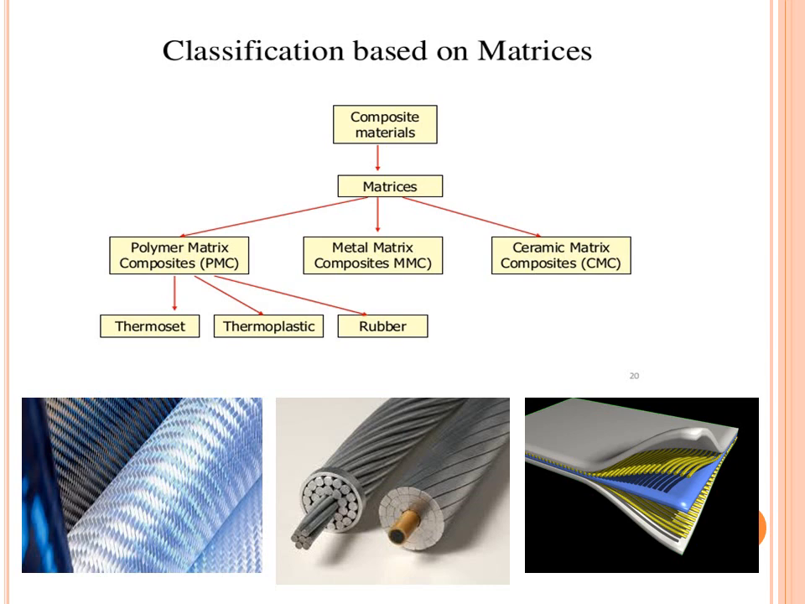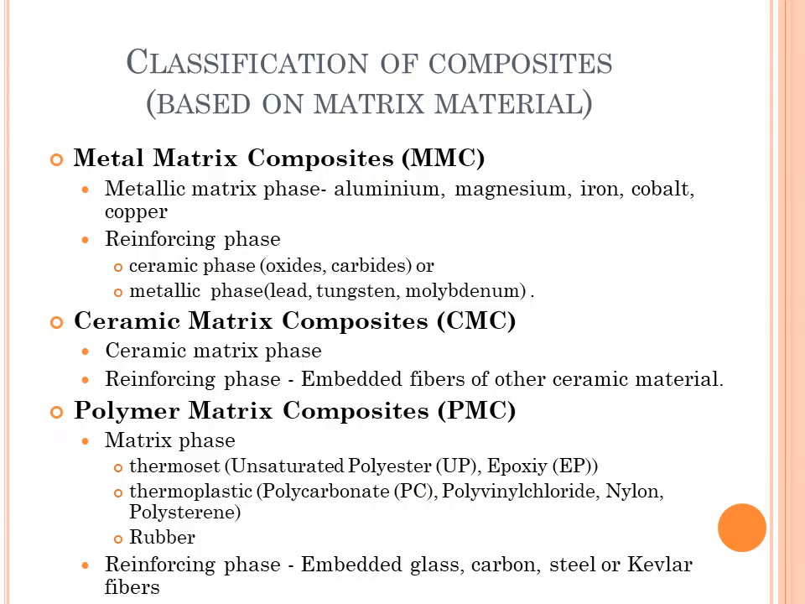Now, we know that composite materials mainly consist of a matrix phase and a reinforcing phase. The matrix phase can be further classified as polymer matrix composites, metal matrix composites, and ceramic matrix composites. Polymer matrix composites may be a thermoset, a thermoplastic, or rubber. Based on the matrix material, the composites are classified as metal matrix composites, ceramic matrix composites, or polymer matrix composites. The metal matrix composites may contain a matrix phase like aluminum, magnesium, iron, cobalt, or copper. The reinforcing phase may be a ceramic phase like oxides, carbides, etc., or a metallic phase like lead, tungsten, molybdenum.